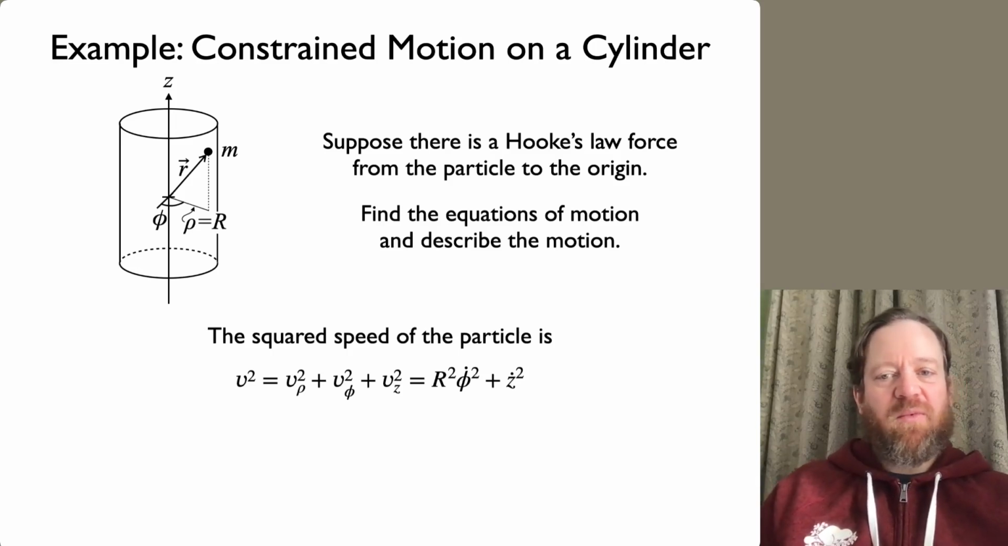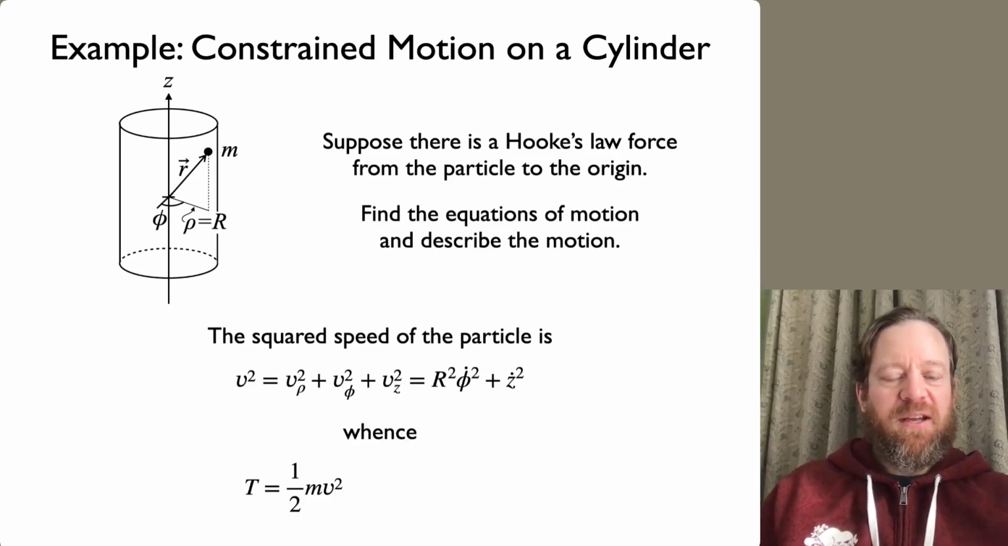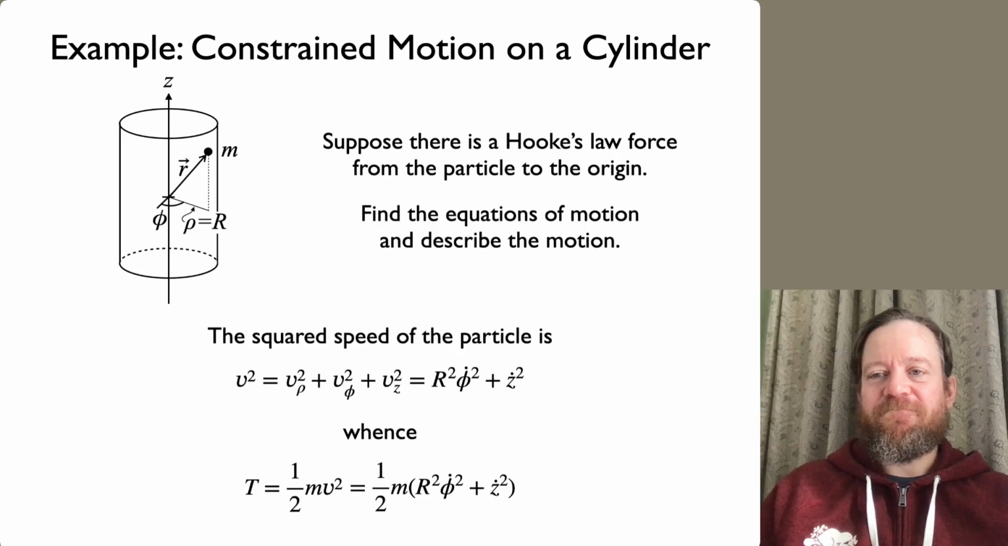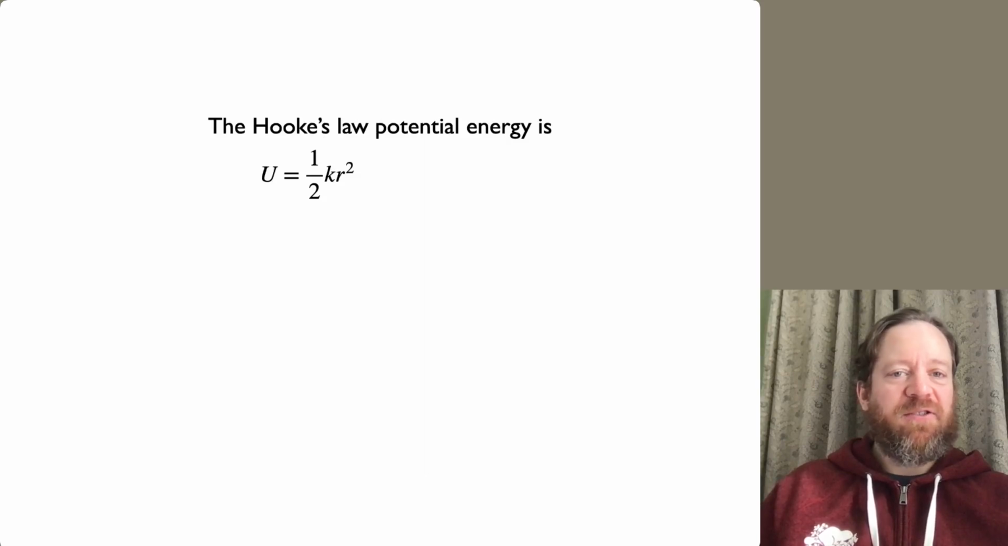Now that we have that, we can write down the equation for the kinetic energy. The kinetic energy is just T being equal to 1/2 mv squared. We substitute in from the equation above, and we find that our kinetic energy is 1/2 m times r squared phi dot squared plus z dot squared, I should say. That's it for the kinetic energy. We now have that expressed using two different coordinates, phi and z.